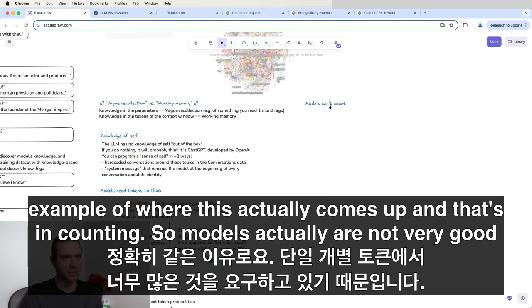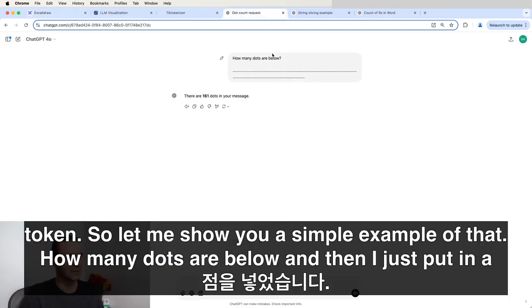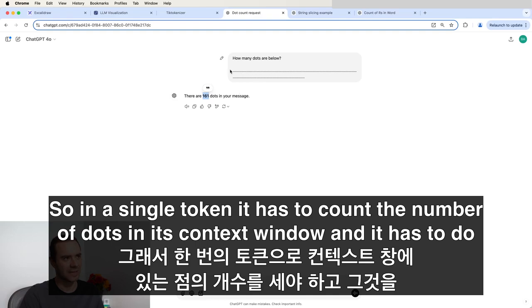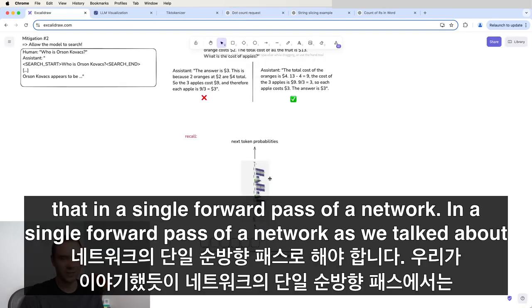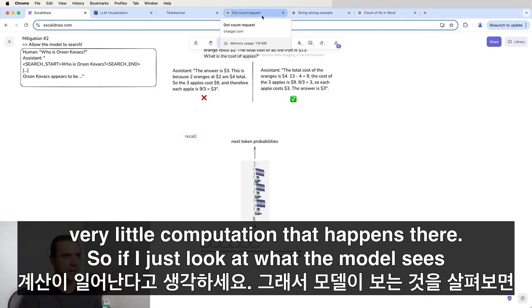Models actually are not very good at counting for the exact same reason. You're asking for way too much in a single individual token. So let me show you a simple example of that. How many dots are below? And then I just put in a bunch of dots. And ChatGPT says there are, and then it tries to solve the problem in a single token. So in a single token, it has to count the number of dots in its context window, and it has to do that in a single forward pass of a network. In a single forward pass of a network, as we talked about, there's not that much computation that can happen. Just think of that as very little computation.